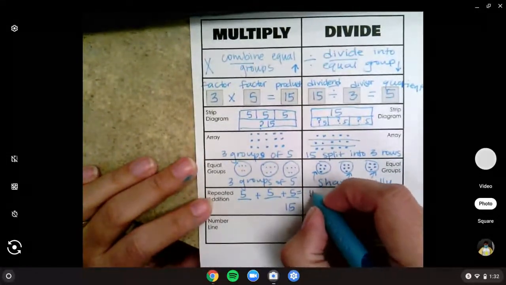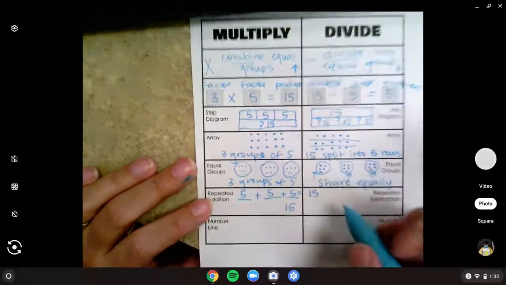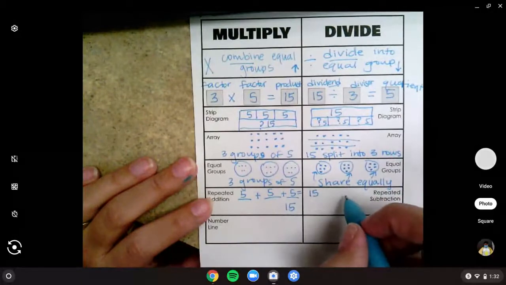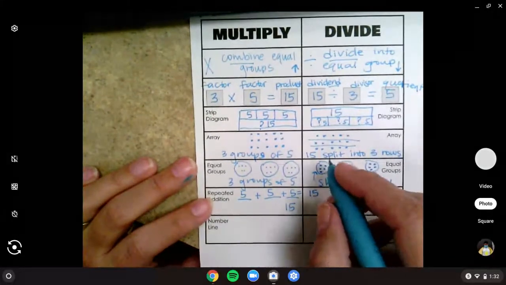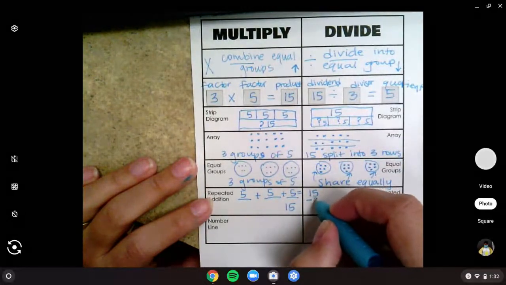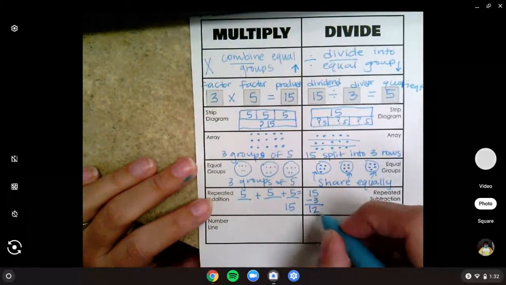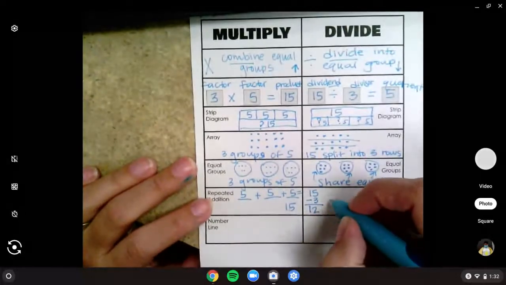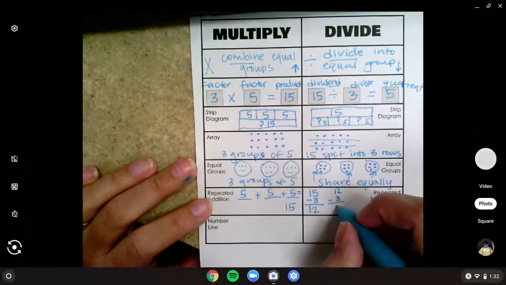I start with my 15. And I know I'm going to want to do 3 different facts because I'm dividing by 3. Actually, nope, change that. I'm going to subtract 3 because that's what I'm dividing by. 15 minus 3 is 12. I take my 12 and I put it up here and I keep repeating that subtraction.